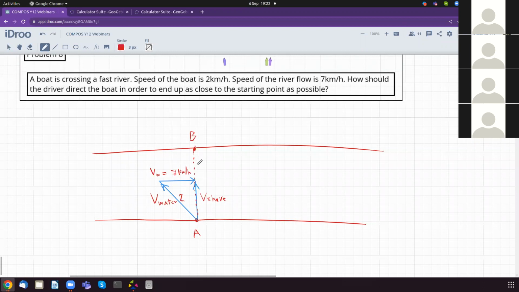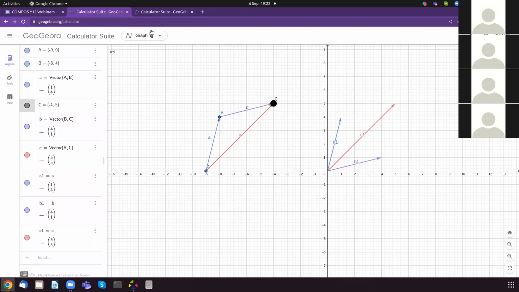So your aim is to minimize that angle. You want to minimize that displacement. So perhaps you could cross it like this. You can cross it like this. You want to end up as close to this as possible. And we will use my new friend, GeoGebra.